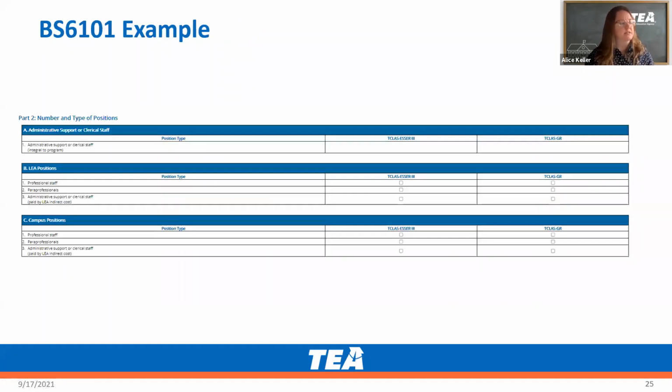So just as a quick example, the BS 6101, which is the payroll schedule, again, is intended to be as simple as possible. So as money is budgeted into this schedule, the LEA will then enter into this specific budget schedule and indicate which types of positions will be funded from any dollars that are budgeted in 6100. And if there's costs in each of these, they'll indicate those staff positions in both ESSER and GR as funded by the LEA.